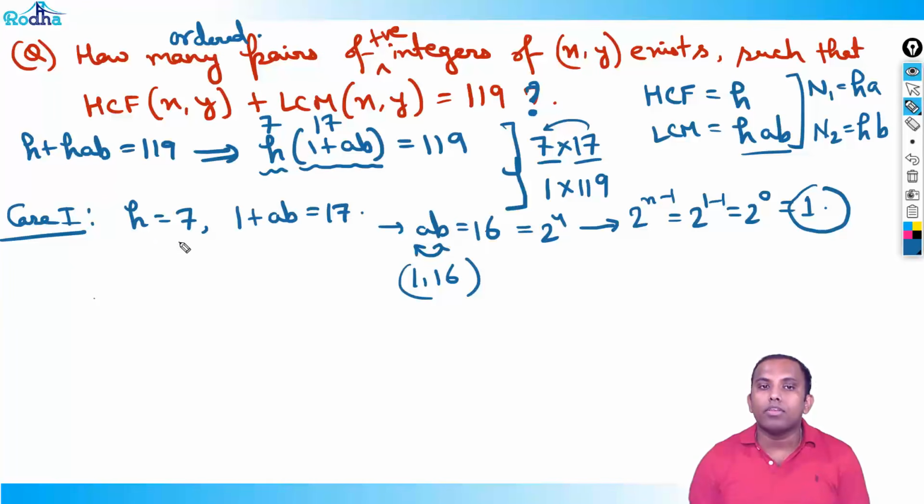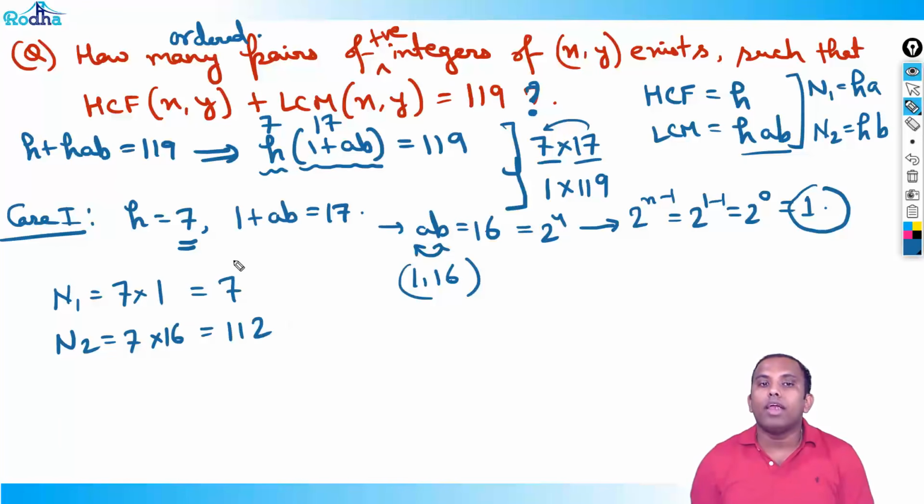So HCF is 7. Let's discuss this case here. Even if I just need to find how many pairs, just for conceptual understanding, discuss this case here. When HCF is 7 and A is 1 and B is 16, what is the number? N1 is H into A, so 7 into 1, and N2 is 7 into 16. What are the numbers? 7 and 112.